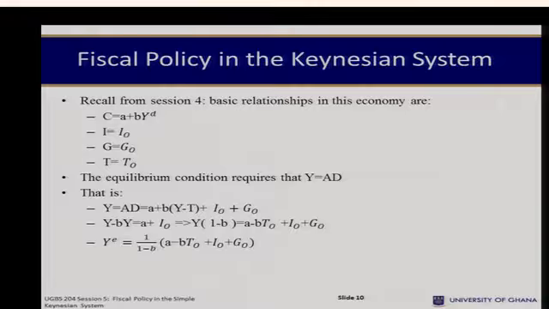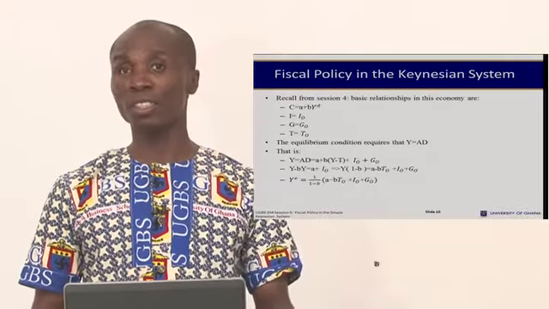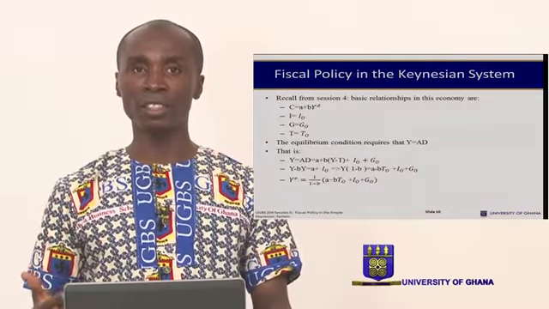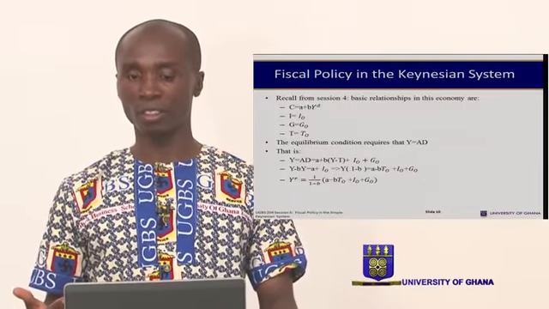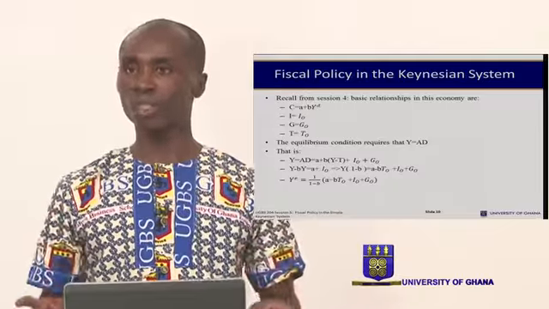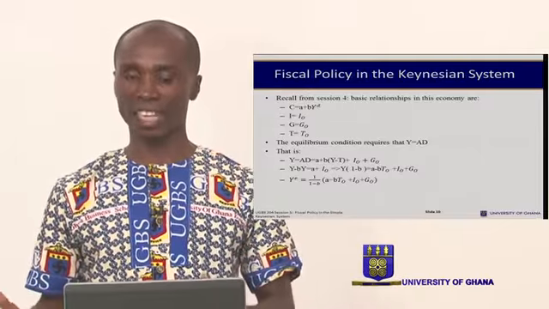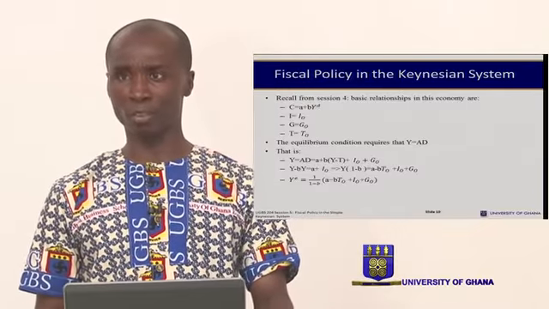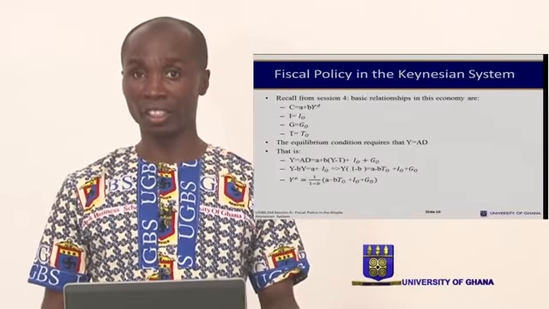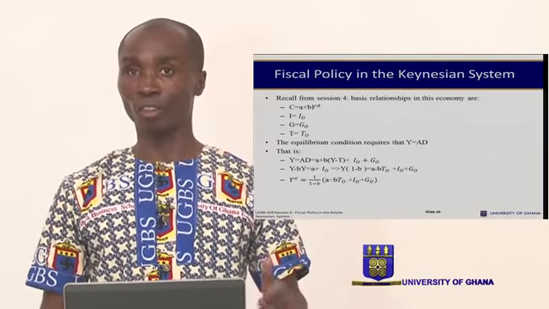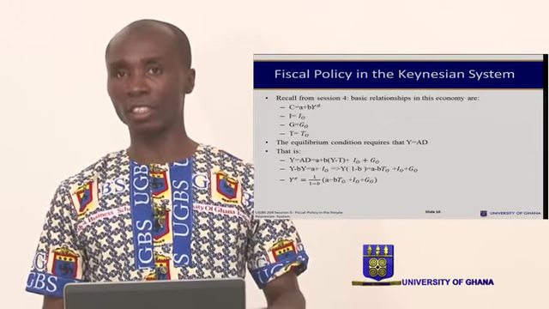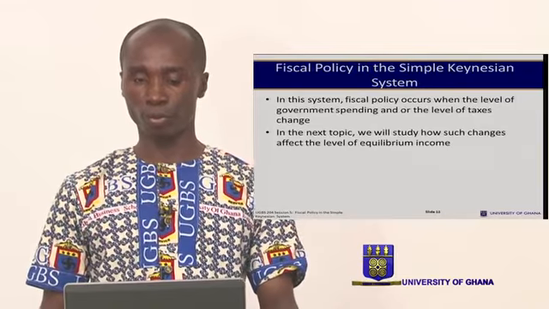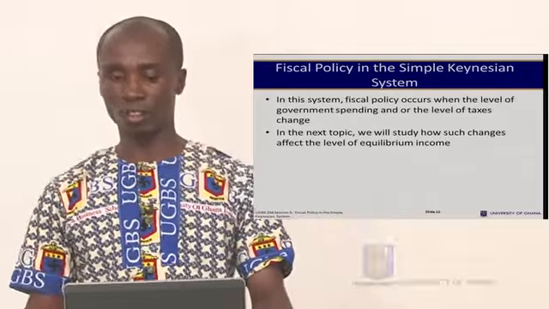Now, when we try to study fiscal policy in this system, we are trying to understand the effect of changes in G or T. Remember, fiscal policy is about changing spending and taxes. So when we want to study fiscal policy in this framework, we are trying to understand how an increase in G or a decrease in G, or an increase in T or a decrease in T will affect the equilibrium. And that's what we spend most of today's lecture doing.